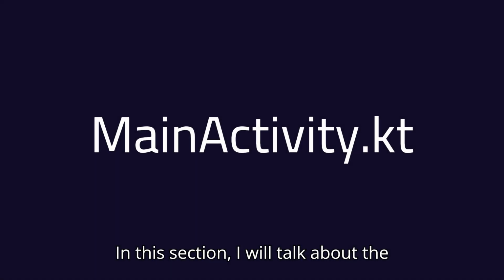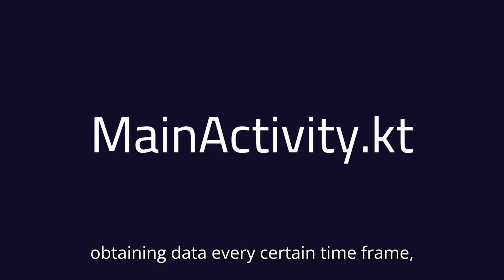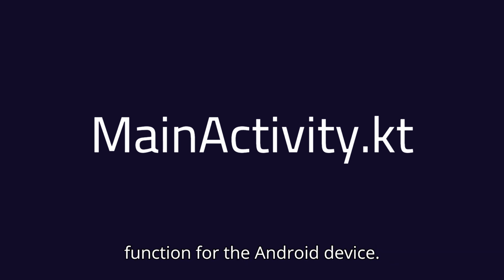After completing these setups, we can now move to the main code at MainActivity.kt. In this section, I will talk about the code for turning the lights on and off, obtaining data every certain time frame, detecting network state, and the UDP pinging function for the Android device.